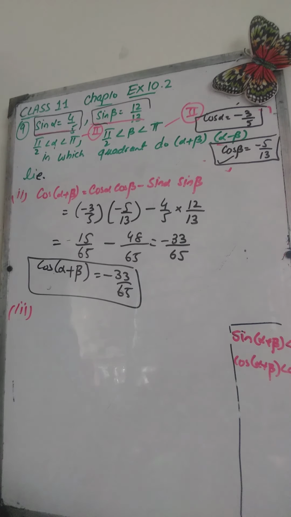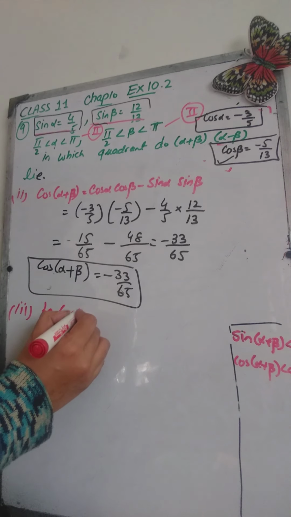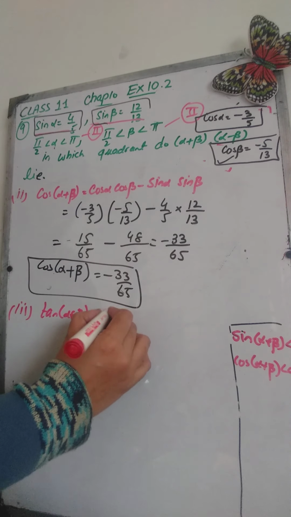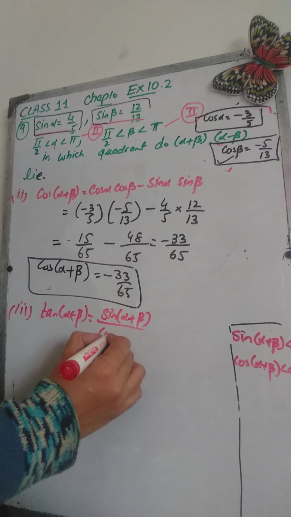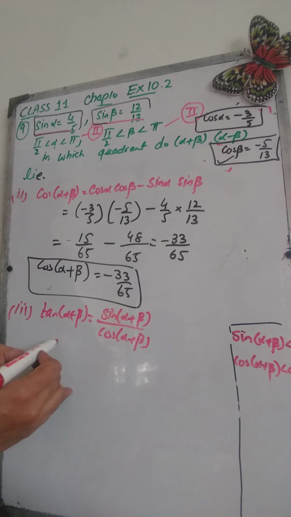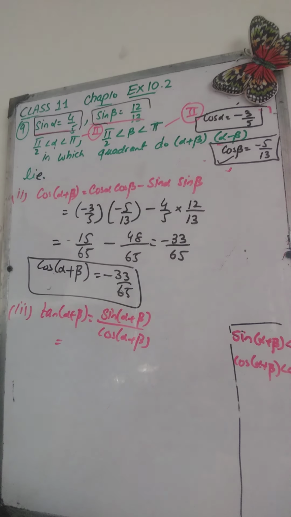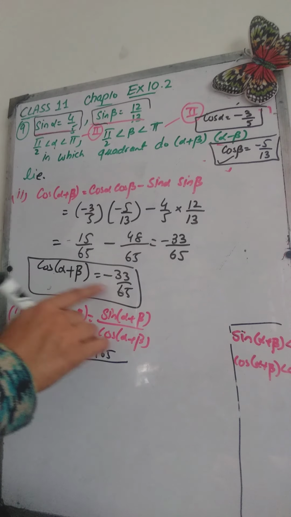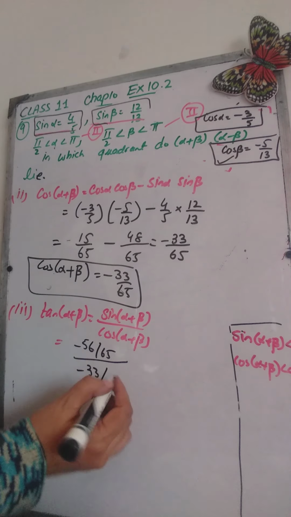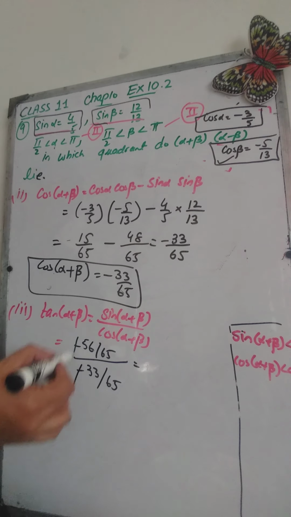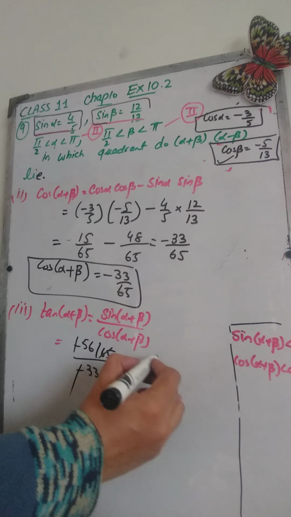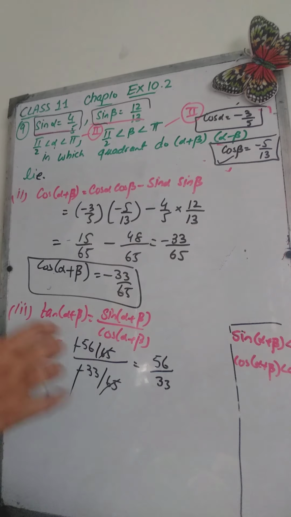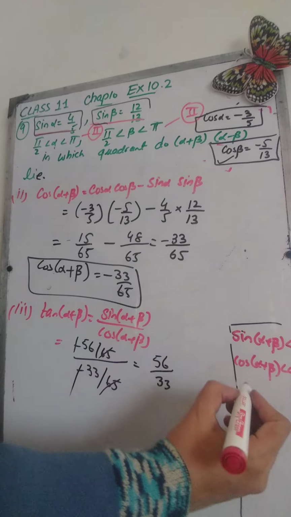the third part asks us to find tangent of alpha plus beta. Tangent of alpha plus beta we can easily find with the help of sine of alpha plus beta over cos of alpha plus beta, because we know these two values. Sine of alpha plus beta was equal to negative 56 over 65, and cos of alpha plus beta we have calculated as negative 33 by 65. The negative signs will cancel out, it means tangent of alpha plus beta will be a positive quantity, and that is 56 over 33.